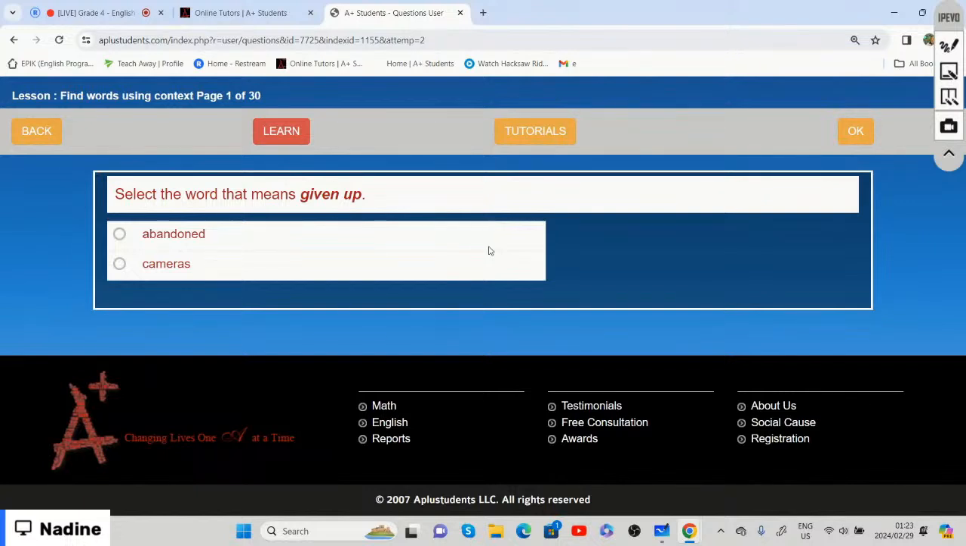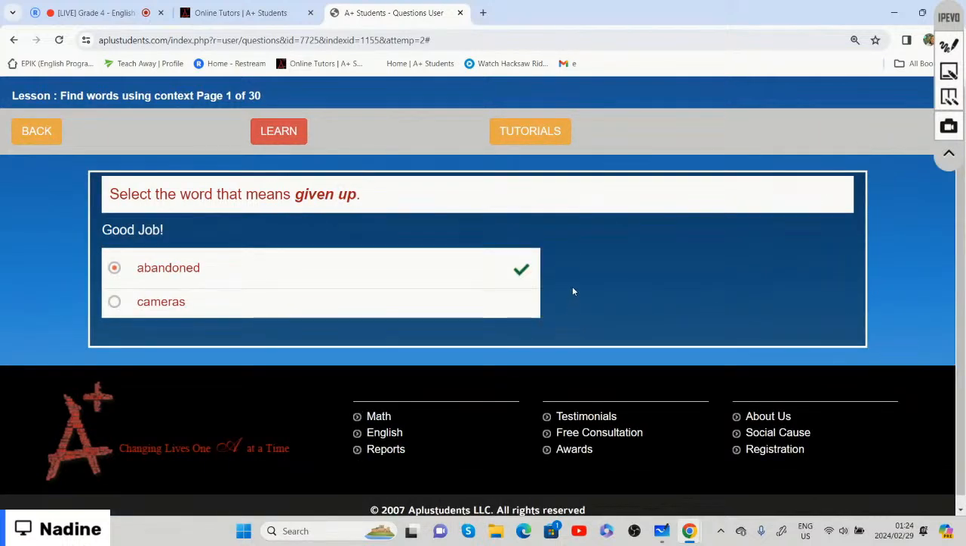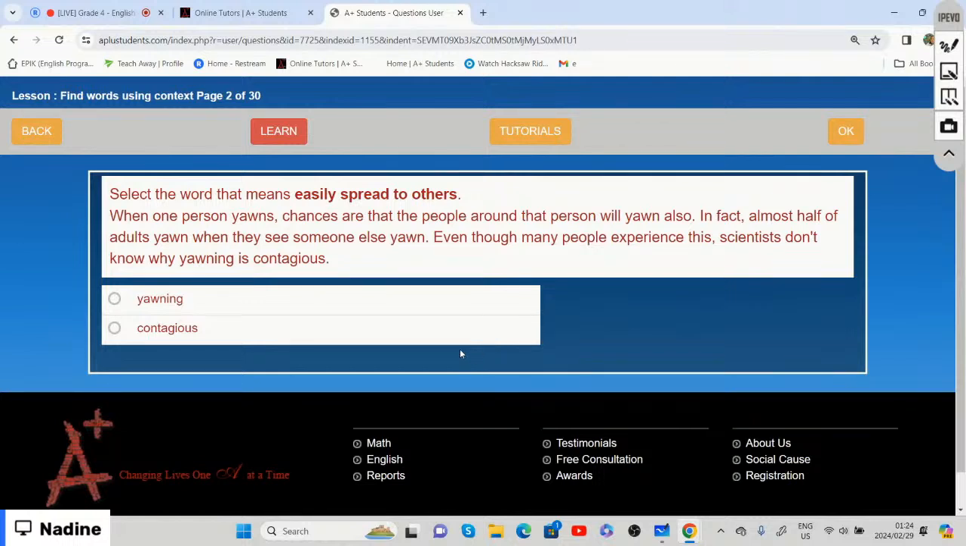So we need to select the context clues for the meaning of given up. Is it abandoned, or is it camera? All right, and if we were to select the word that means given up, then we will choose the word abandoned. So well done. Option one, abandoned, is correct.